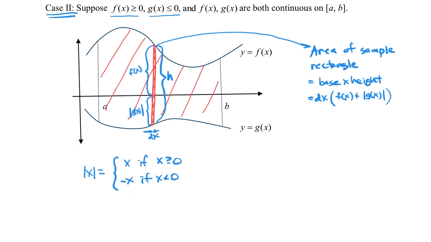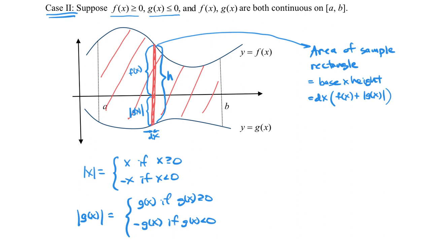Okay, so if we do the same thing here, but not for x, but for g of x, the absolute value of g of x, well, we can model it based on the absolute value of x. It's just going to be g of x if g of x is greater than or equal to 0. And it's going to be the opposite of g of x if g of x is less than 0.